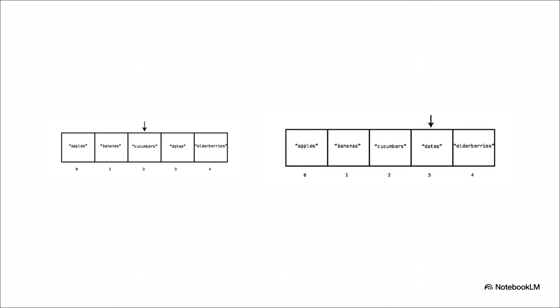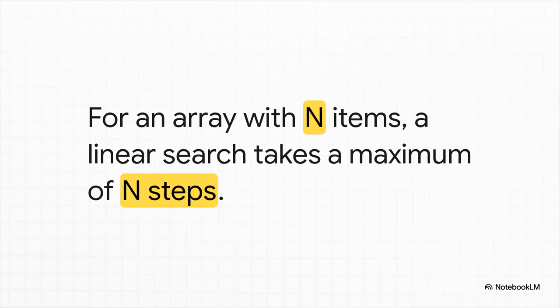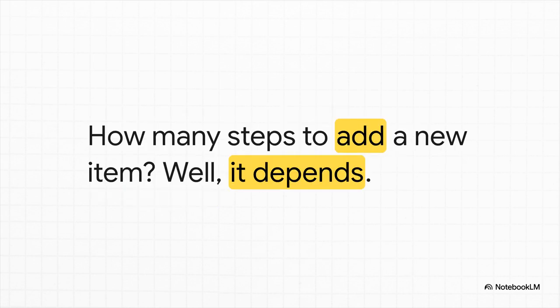It's a huge difference. And think about the worst case, right? What if we were looking for elderberries at the very end of the list? Or worse, what if we were looking for something that wasn't even there? The computer would have to check every single item. So for an array that has n items, the worst case for a search is n steps. The bigger your list gets, the longer that search could take. So searching can be pretty slow.